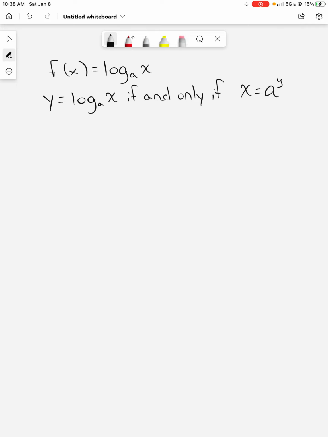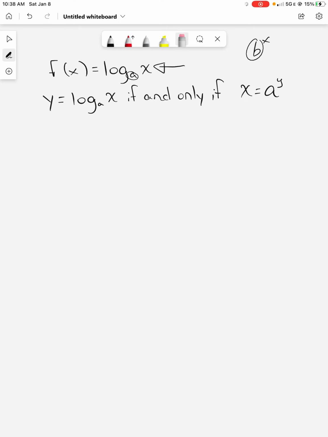So here we have the definition of a logarithmic function. First of all, here is how we write the logarithmic function. This is read log base a of x. So you have this number here, which is a base, just like when we have a function b to the x, b is called the base.